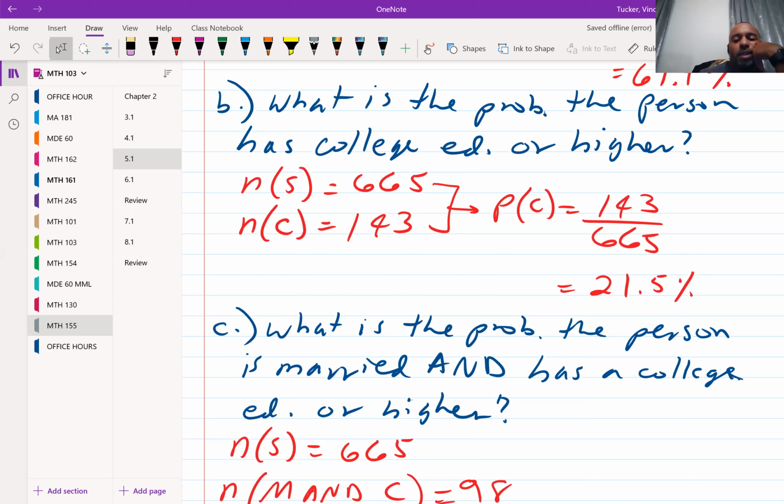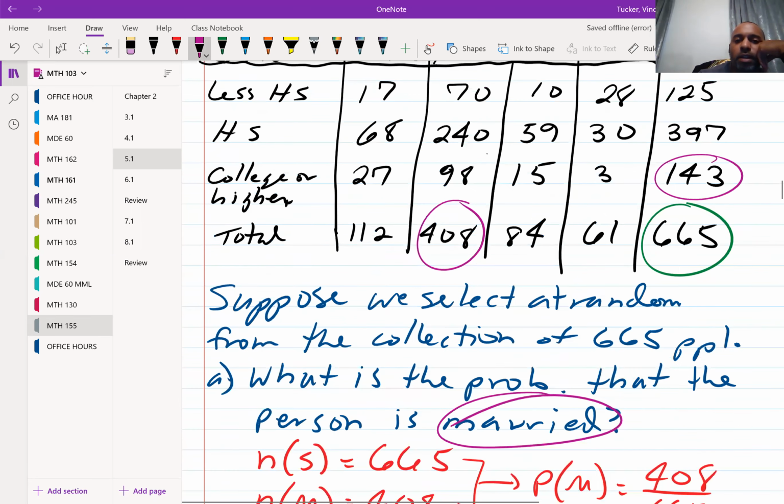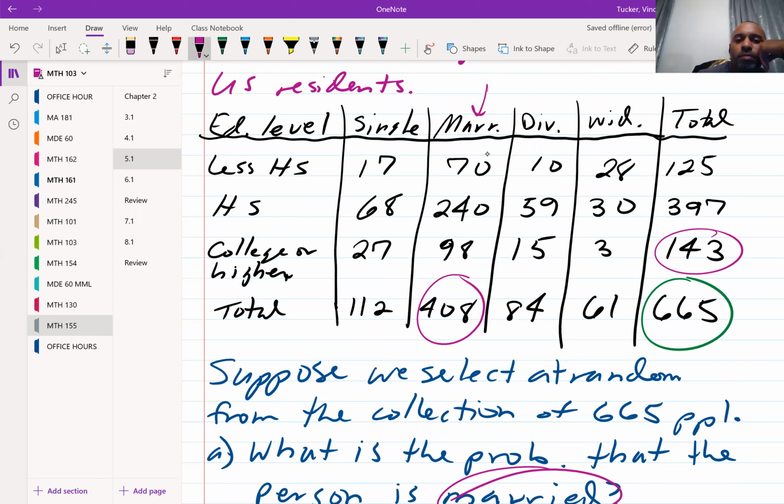All right, so our sample space is 665. That's still the same. Now we're looking at the people that are married and have a college education or higher. So going back here, here's our married column. Here's our college education or higher column. So that meets right here at 98.